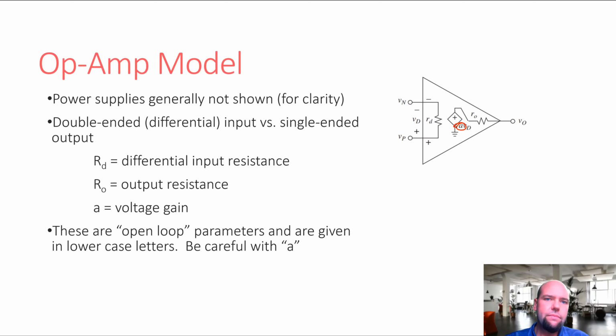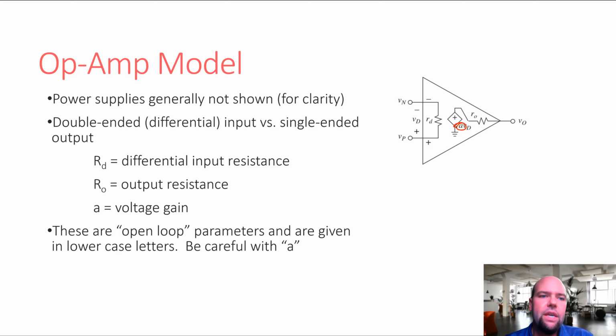One thing to note is that the power supplies of these op-amps are generally not shown for clarity. Power supplies for op-amps are very important, especially when it comes to clipping, rail-to-rail performance, and decoupling those supplies for stability. Supplies are important, but we don't show them. We don't want to clutter our circuit drawing, so we usually just leave them off.